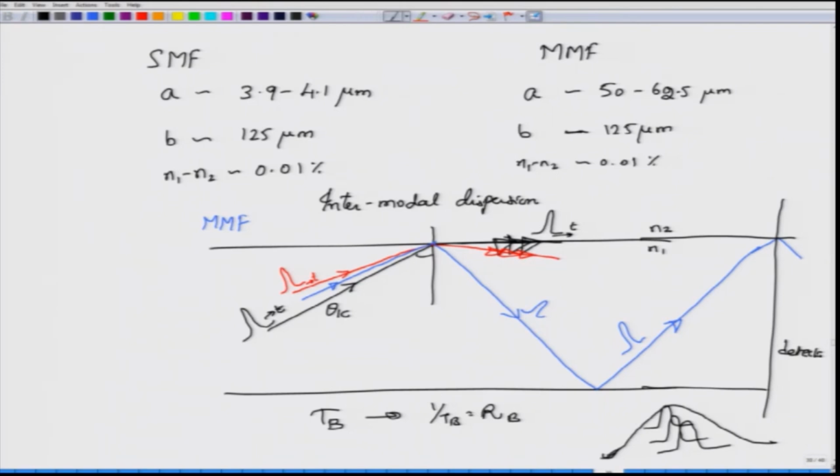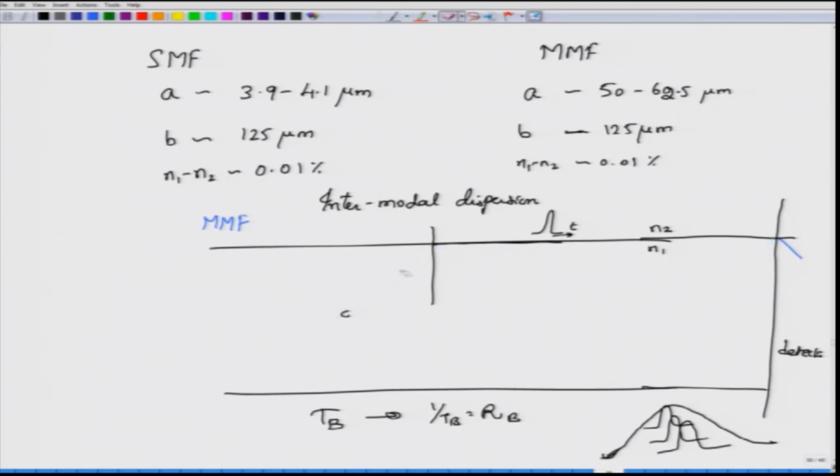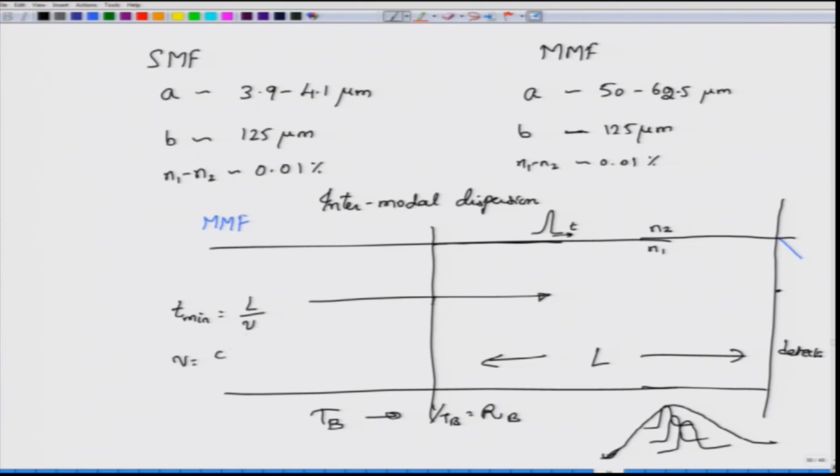Okay. If you want to estimate roughly the limit of this bit rate because of intermodal dispersion, you can consider two rays: one ray which is incident at the critical angle, and the other ray which is incident straight through the fiber. So, if I consider a fiber of length L, the ray of light which is travelling along the axis will reach the receiver in the minimum time of L by V1, because the velocity of light inside the core is basically C by N1.